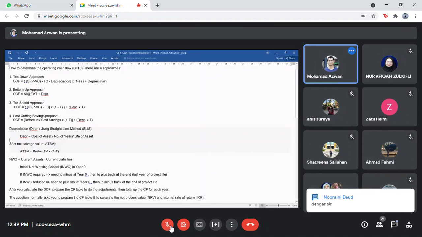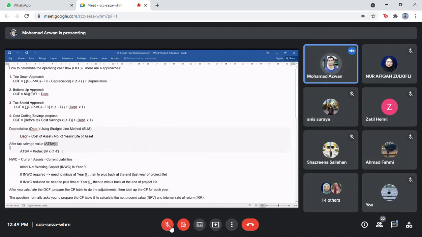Okay, thank you. Now we have after tax salvage value, or ATSV. ATSV is the net proceeds received at the end of the project when the project has ended. The company can dispose of or sell the fixed asset and get some money from the asset disposal. So this also has to be included in the calculation of the cash flow.